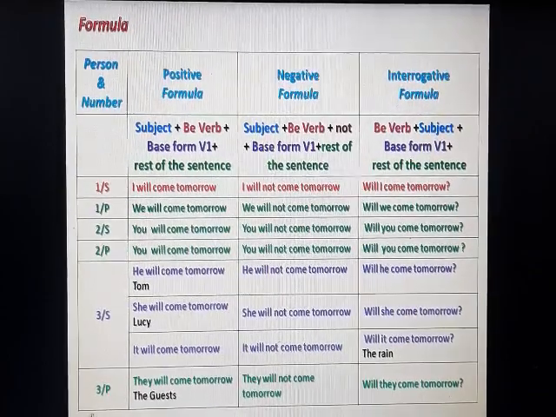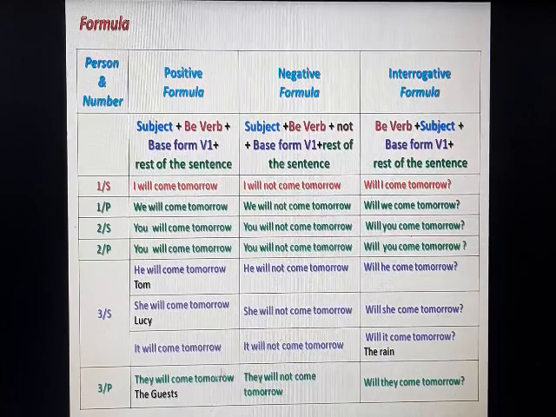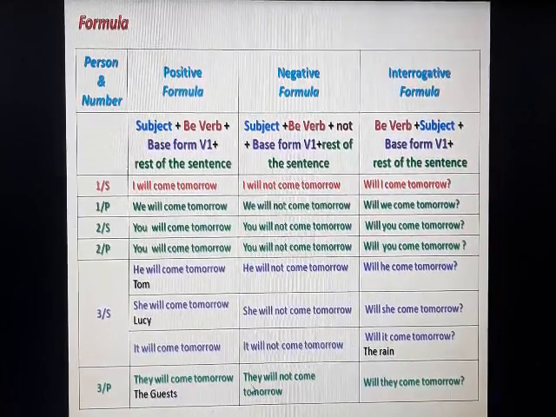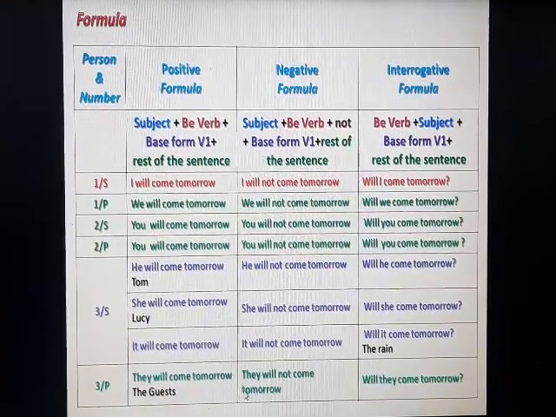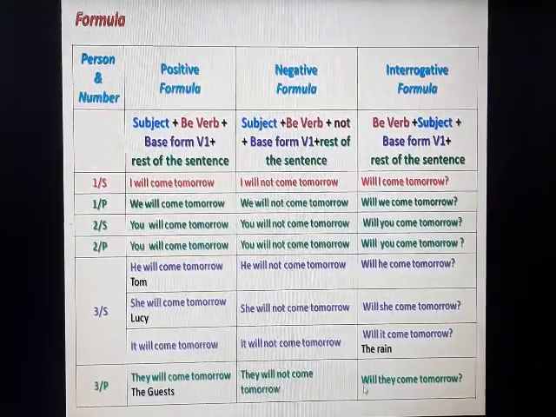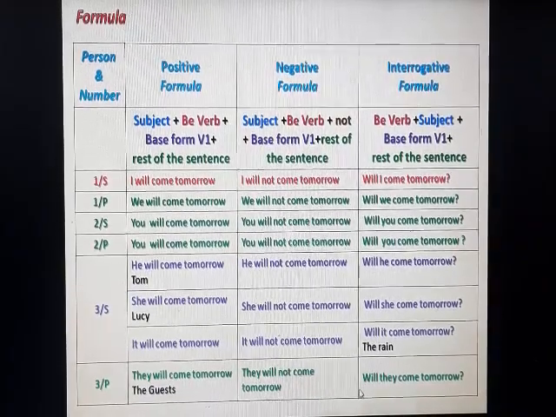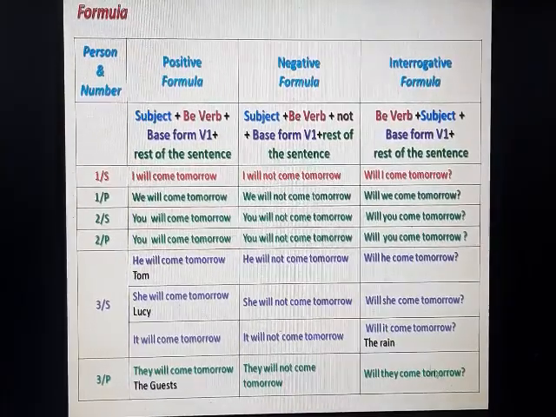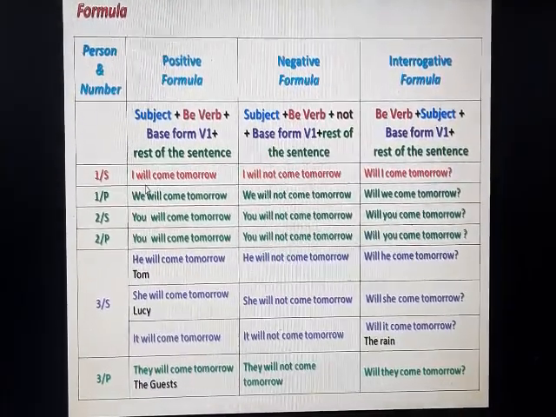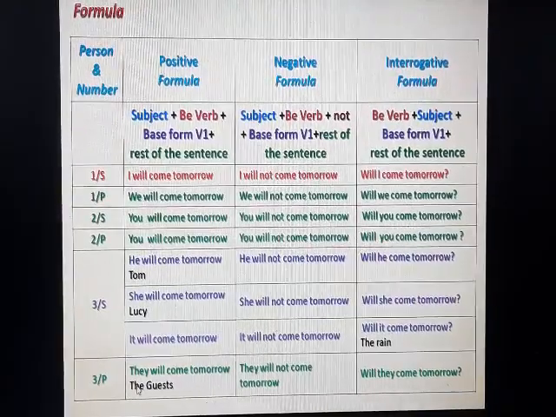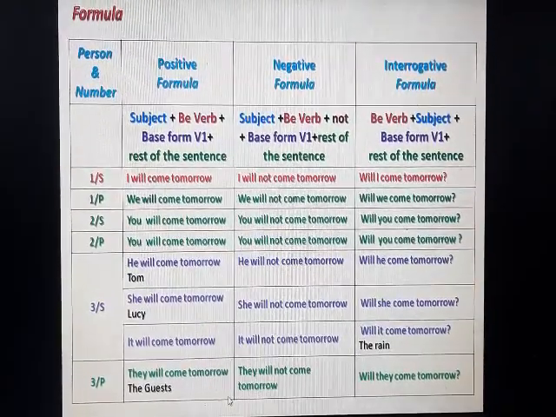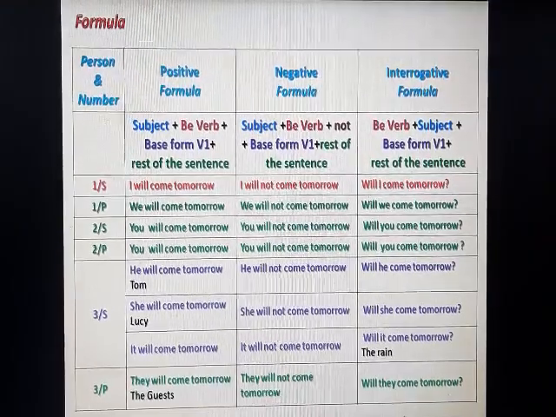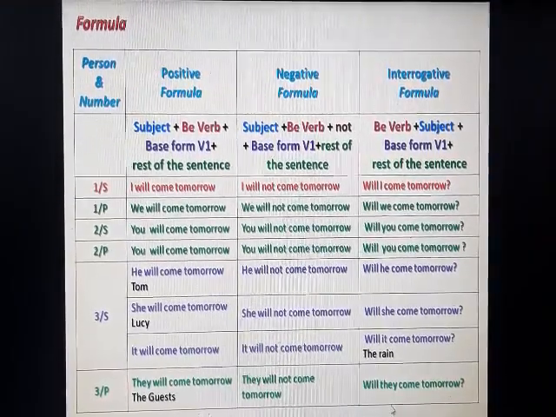Now in the third person plural, they will come tomorrow, or we can say the guests will come tomorrow. In the negative, they will not come tomorrow, or we can say the guests will not come tomorrow. In the interrogative form, will the guests come tomorrow? So we understand one thing, the use of will is common to all persons and all numbers in the future tense. I think you have understood how to form negative sentences and interrogative sentences, children.